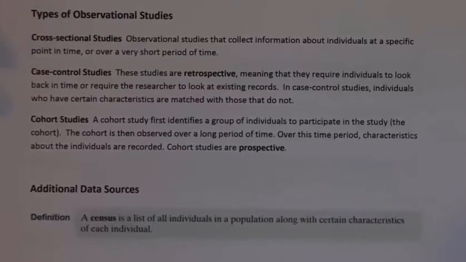For the rest of this section, what we're going to be looking at are the different types of observational studies. So here we have the types of observational studies that are possible. Now there can be combinations of these, so a study doesn't have to be all one or another. There can be variations of these, but these are the main three types of observational studies.